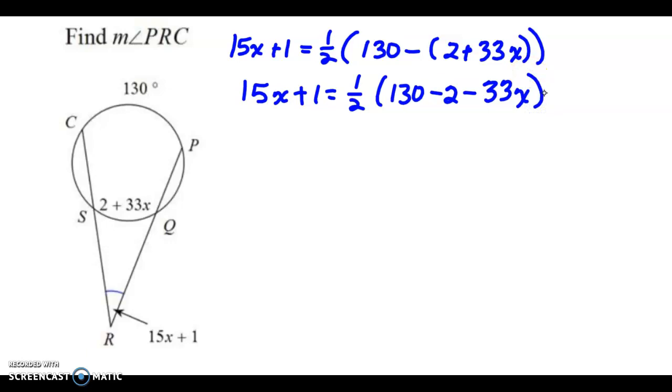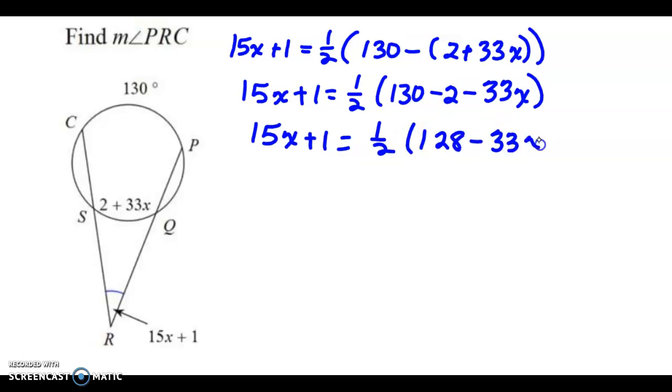All right. We're still cleaning up the inside. 128, I think. Now I can choose to distribute, and nothing's wrong with that. It's just that when I distribute the 1/2, I get a decimal or a fraction. So instead of distributing, I'm going to multiply both sides by 2.